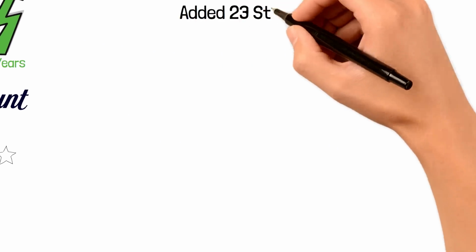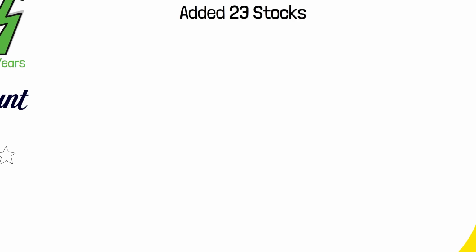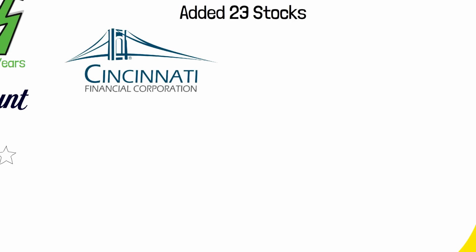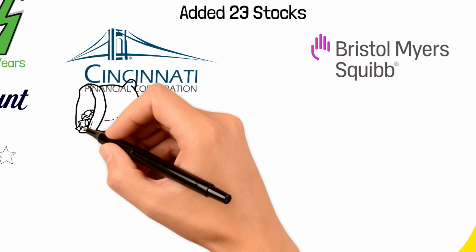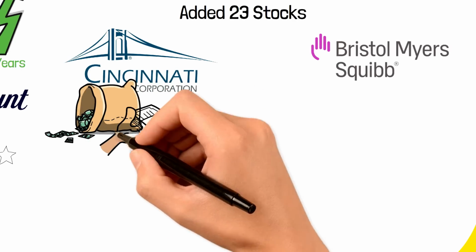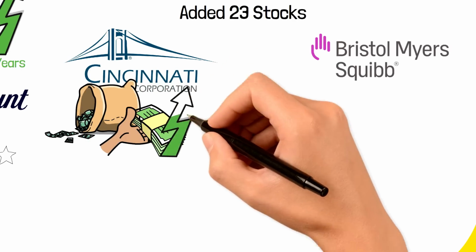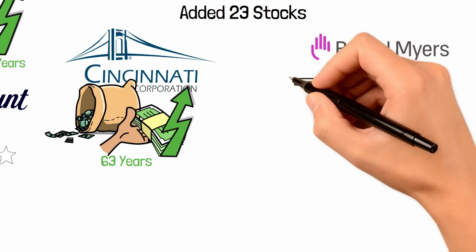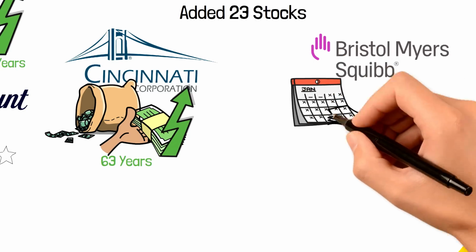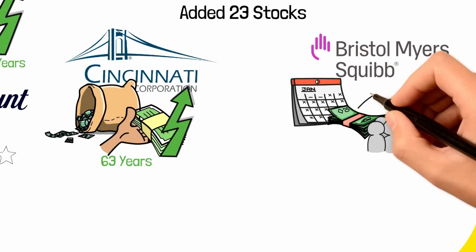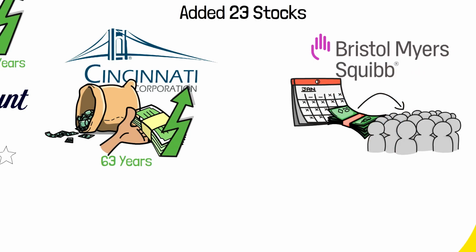In fact, the ETF has added 23 new stocks. Some new additions stand out, like Cincinnati Financial Corporation and Bristol-Myers Squibb. CINF has been doing consistently well, growing its revenue and dividends for over 63 years. BMY also looks promising, with a good starting yield and growing dividends.